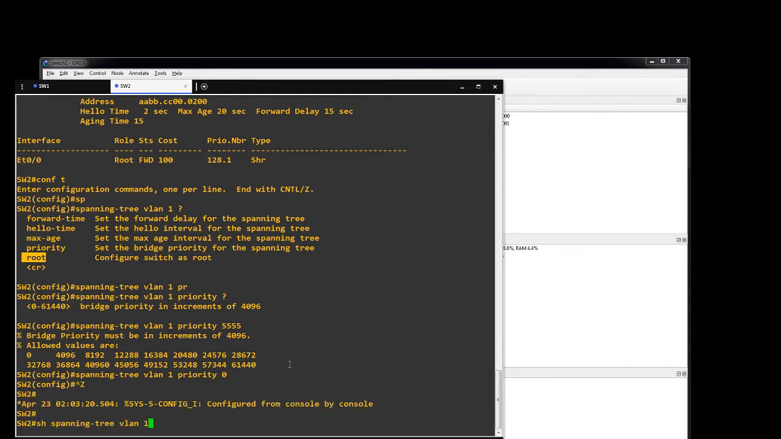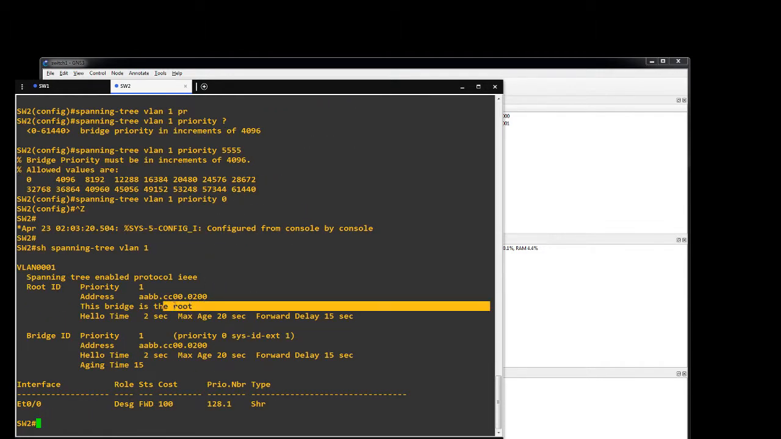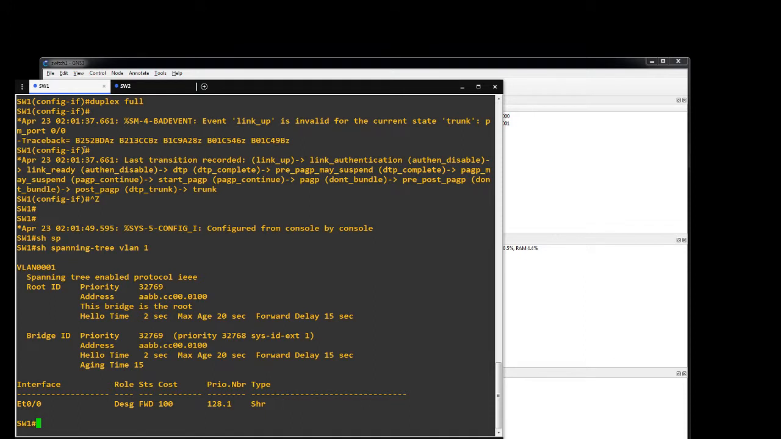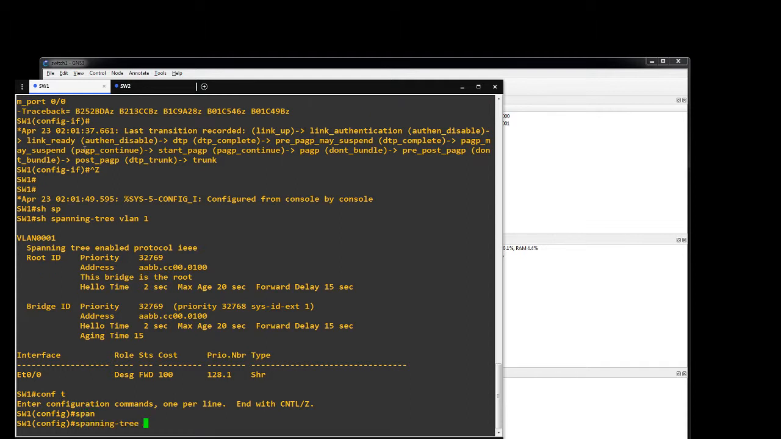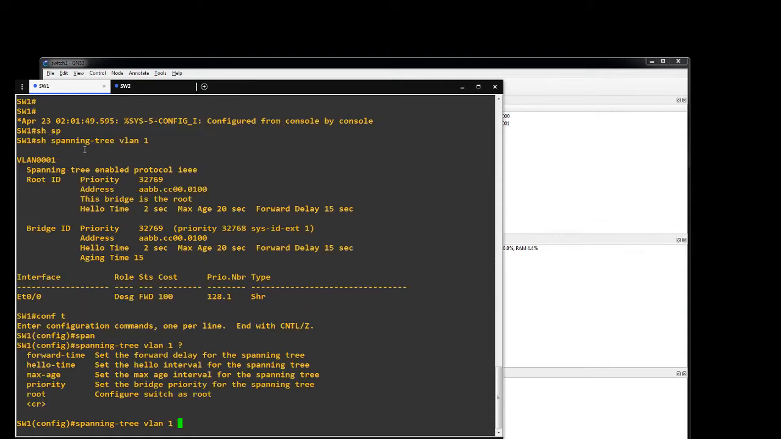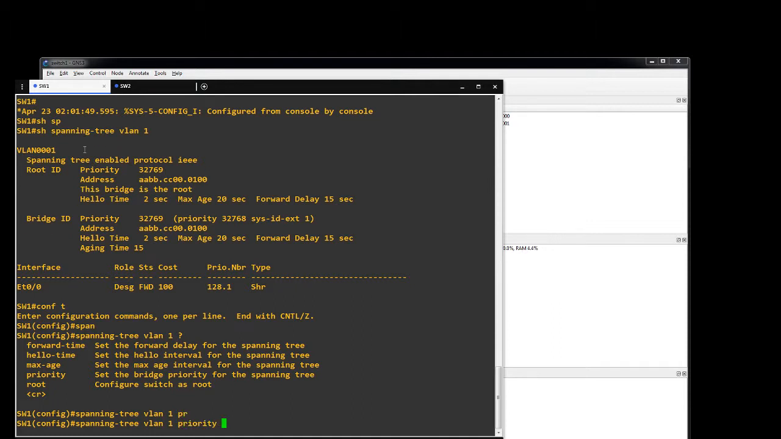So now if we get out of there and look at it again, we'll see that we're now the root on switch 2. Now if we go back to switch 1 and do the same thing, you're going to see that switch 1 becomes the root, because it hits that tiebreaker. They're both going to be priority 0. And then the next thing it looks at is the MAC address, and lower is better. And this one's going to be lower because it's AABBCC0001. The other one's going to be 02.